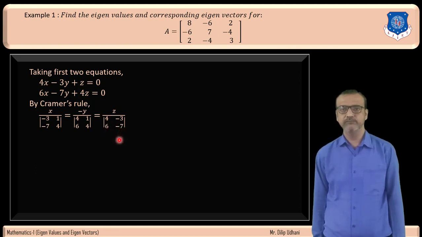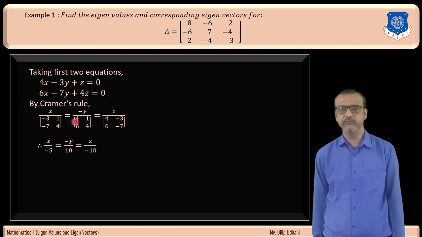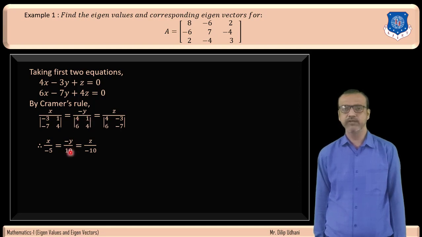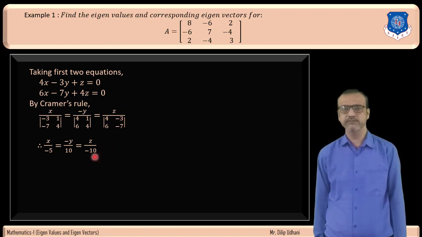So we have x upon minus 3 into 4, minus 12, then minus 7 into 1, minus 7, so minus minus plus, so we have minus 12 plus 7, that is minus 5, and that equals minus y upon 4 into 4 is 16, then minus 6 into 1 is 6, and 16 minus 6 is 10, that equals z upon 4 into minus 7, that is minus 28, minus 6 into minus 3, so minus minus plus, it becomes plus 18, minus 28 plus 18, answer is minus 10.